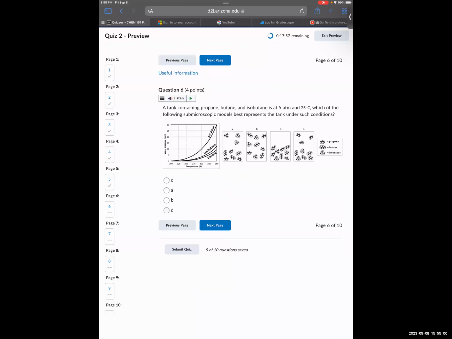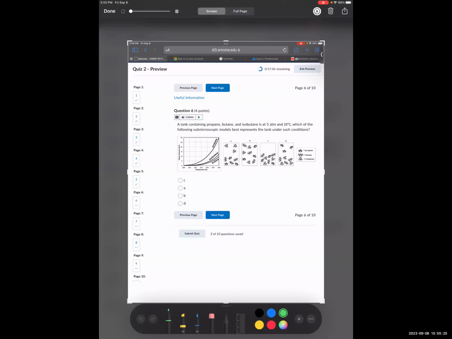Okay. Moving on, question 6. A tank containing propane, butane, and isobutane is at 5 atm and 25 degrees Celsius. Which of the following submicroscopic representation models best represent the tank under such conditions? Let's take a picture and do it really quickly. So 5 atm and 25 degrees Celsius. 25 degrees Celsius in Kelvin is 298. So it should put us over here.